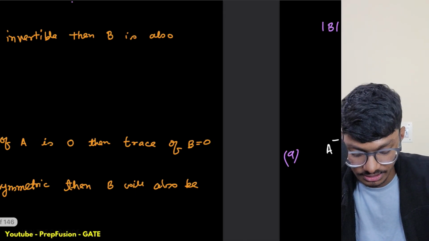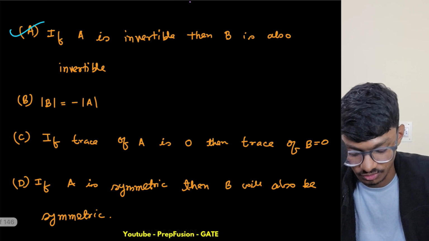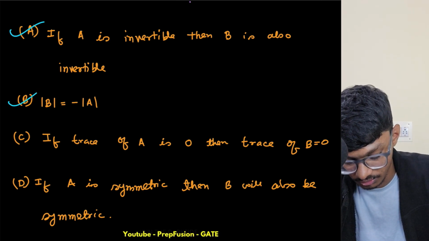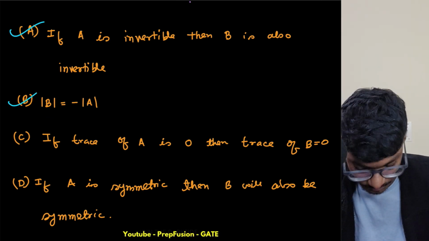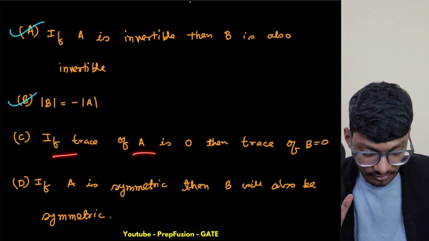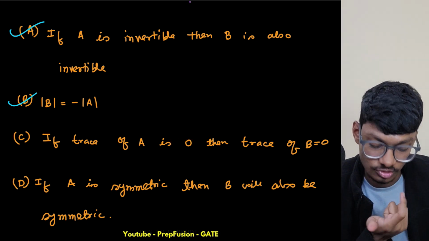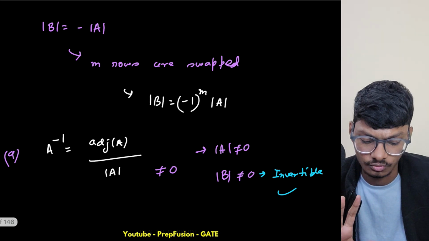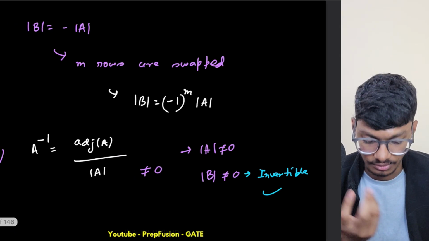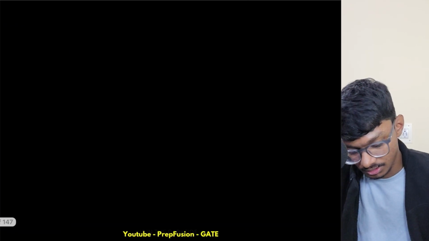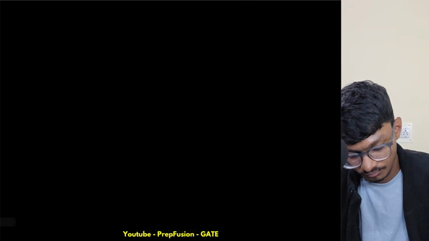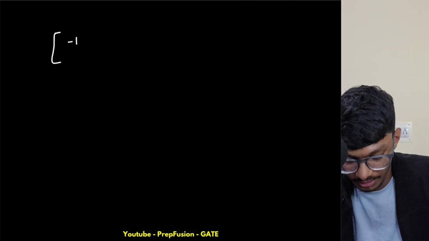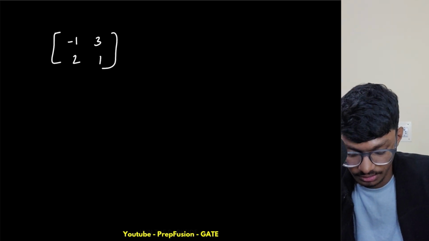What about B? I've already written it here, minus A, so this will be correct only, nothing to think. Now what about this C option? They are telling us if trace of A is 0, then trace of B will also be 0. Is this really true? Now let's just take one example: -1, 3, 2, and this is 1. Let me name this as A.